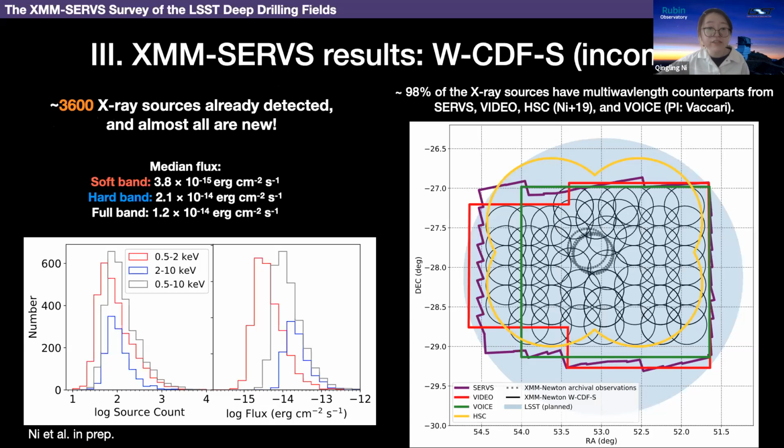With the current observations, we already detect 3,600 active sources in this field, and almost all of them are new sources. Here I plot the source distribution and flux distribution if you have interest. And 98% of the active sources have multi-wavelength counterparts from Spitzer, VISTA VIDEO, the HSC survey, and the VST VOICE survey in the optical, represented by these color borders in this figure. I also show the LSST deep drilling fields in the blue shaded region in the background. They align very well with the XMM-Newton observations represented by these black circles.